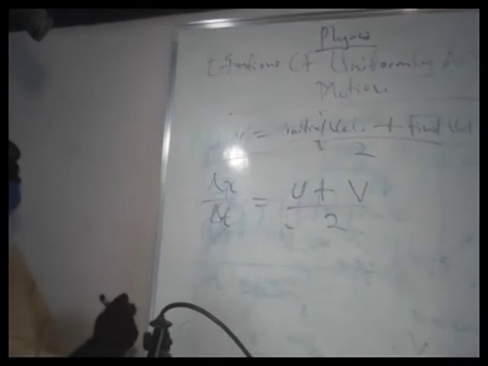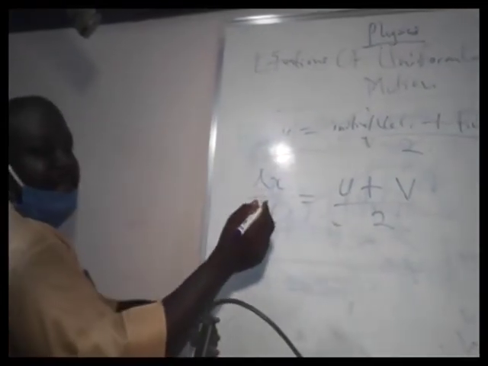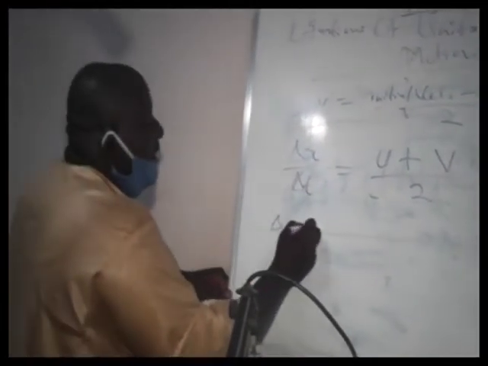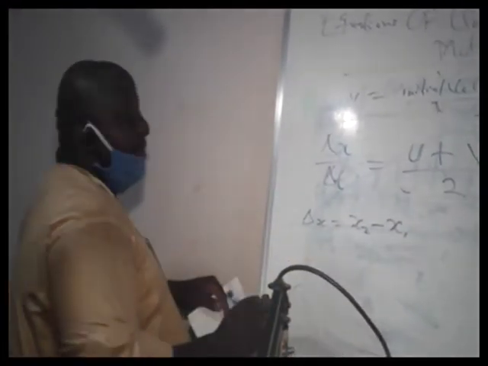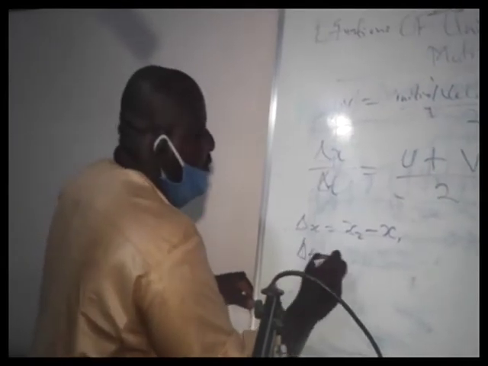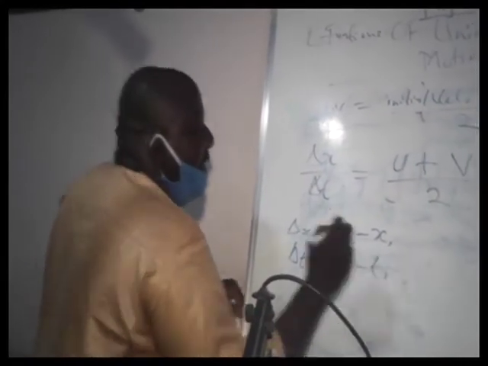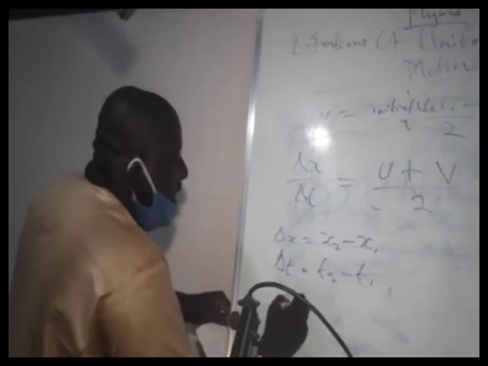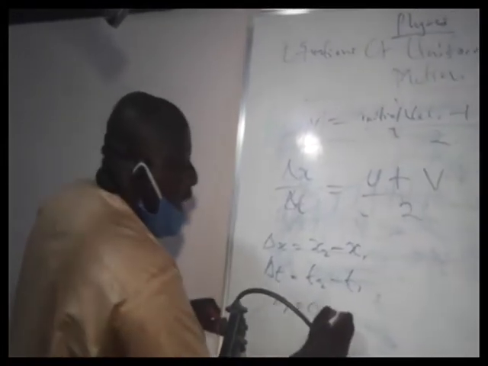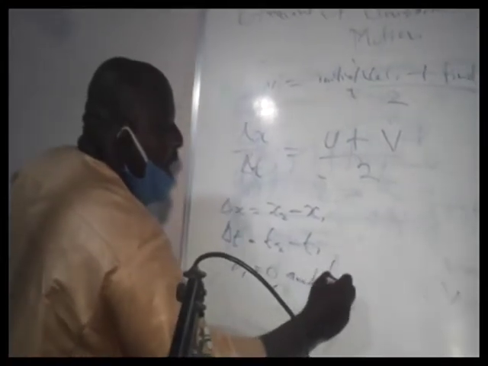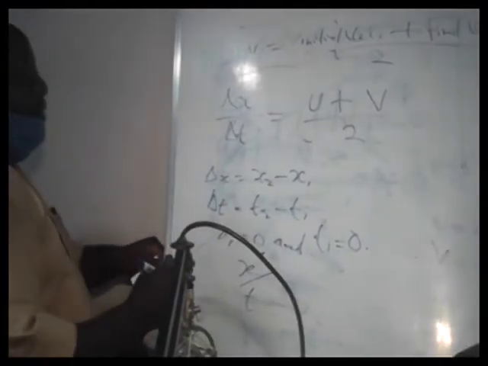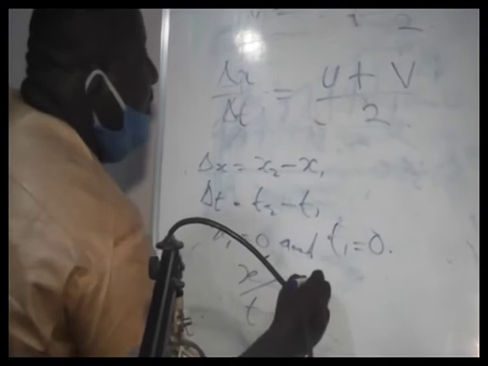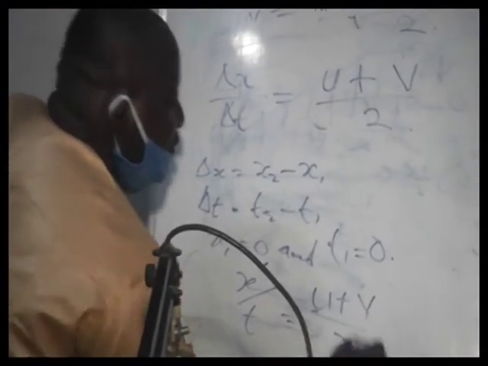Now, the change in displacement is the same thing as x2, the final displacement, minus the initial displacement. Then change in time also will give us t2 minus t1. Now here, x1 will be equal to 0, and t1 will also be equal to 0. If that is done, we'll be left with x all over t equals u plus v divided by 2.